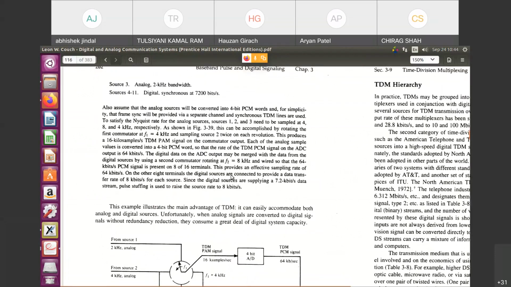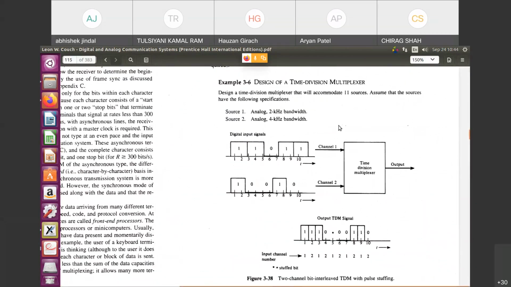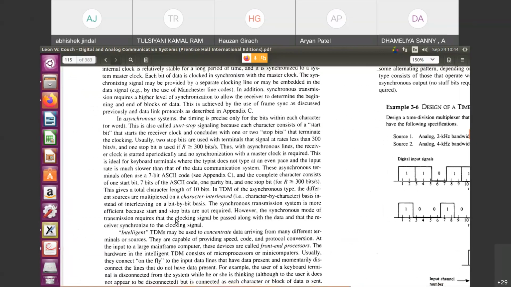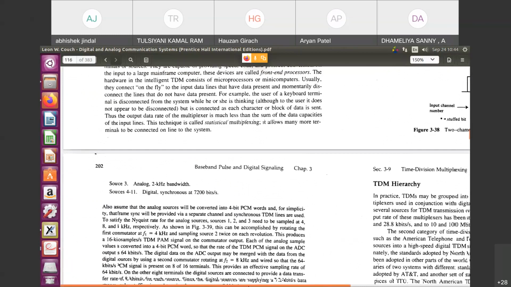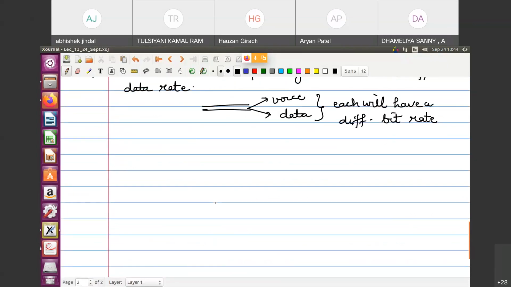Okay. So you know that if I try to find out the Nyquist rate for the sources, for source 1 it has to be 4 kilohertz at least, for source 2 it has to be 8 kilohertz, and for source 3 it has to be 4 kilohertz. Okay, so first of all let us deal with the analog sources. First of all let us try to multiplex these 3 sources. So let us see. Okay. How do you do that?